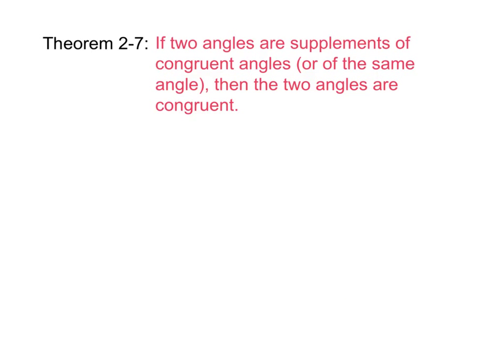I would like to conclude this section with two additional theorems that don't relate to perpendicular lines, but complete this chapter. The first of these theorems is Theorem 2-7. This theorem states that if two angles are supplements of congruent angles, or the same angle, then the two angles are congruent.